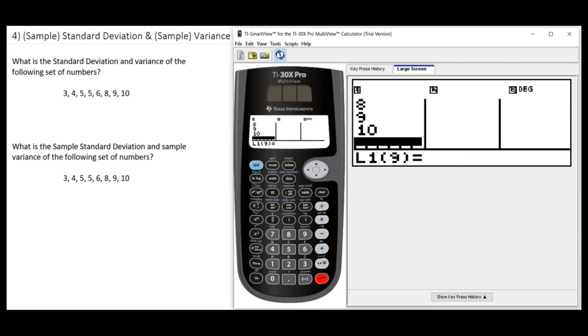On the bottom next to L1, it tells us the set of numbers that we entered. We only have 8 numbers, but this is including the extra space on the bottom. And we can verify that by subtracting 1 from the number next to L1, which would give us 8. So now we need to click Second Data.